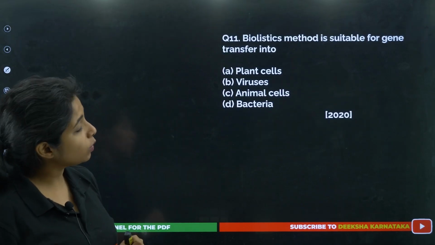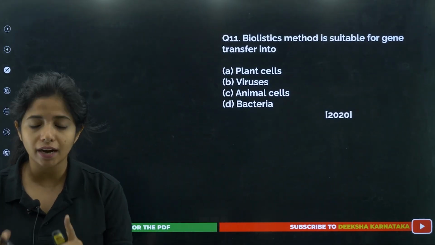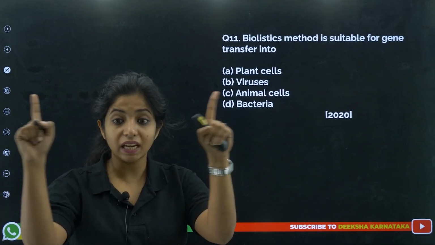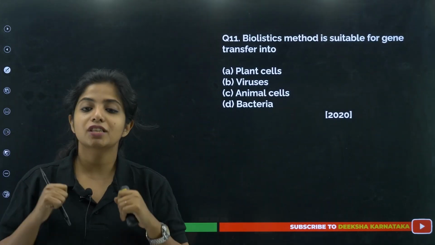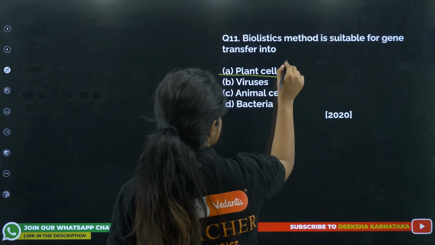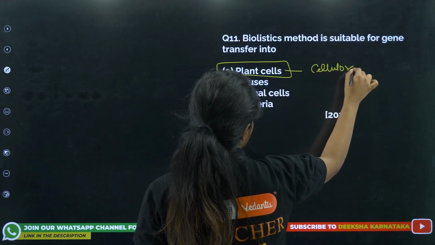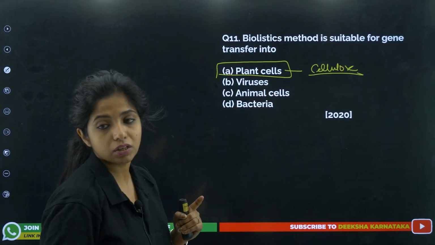Next question. Biolistics method is suitable for gene transfer into. Biolistics means what? Gene gun. And a gene gun will be used when the cell wall is very strong. And the strong cell wall is found in what? Plant cells, because their cell wall is made up of cellulose. So which is why you are using biolistics.